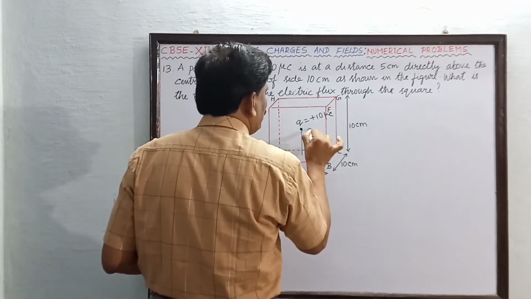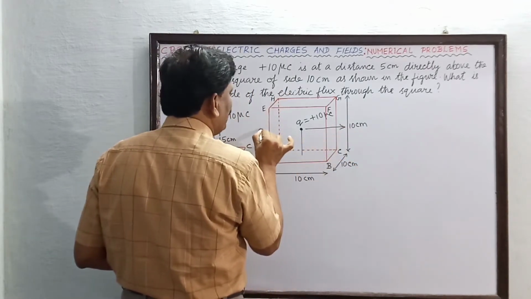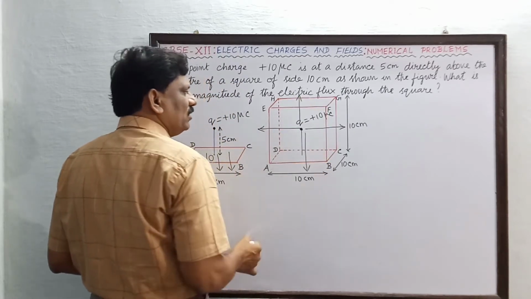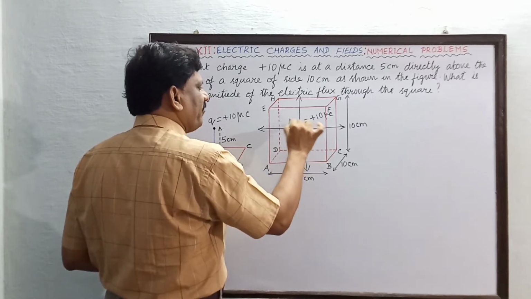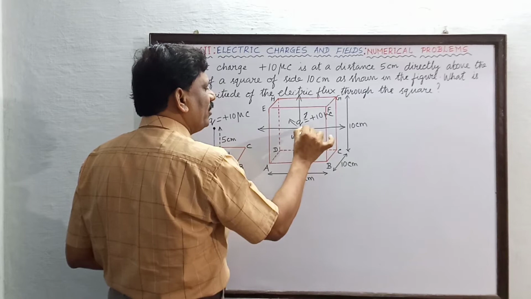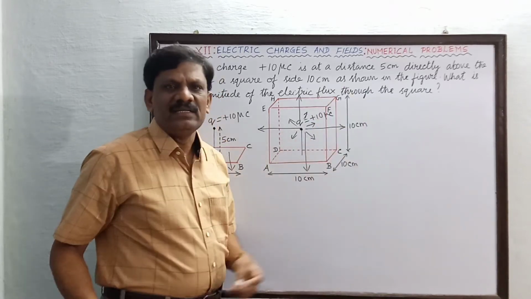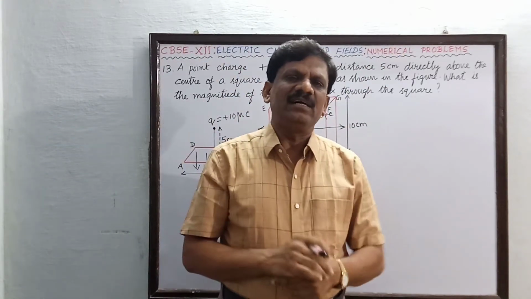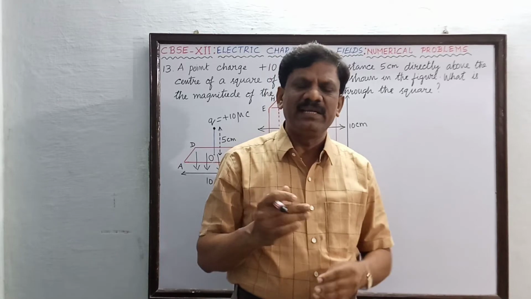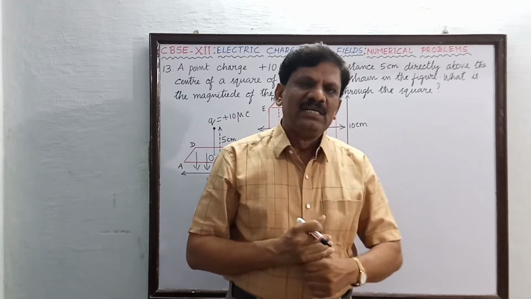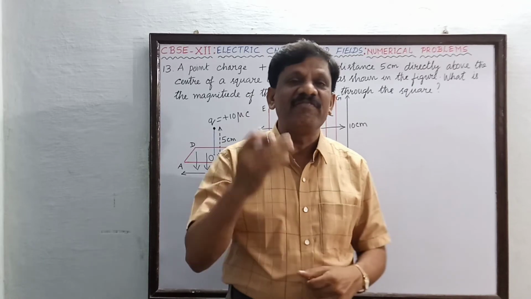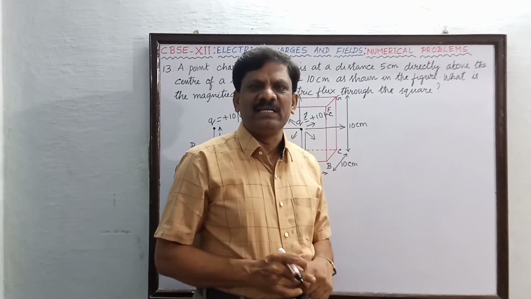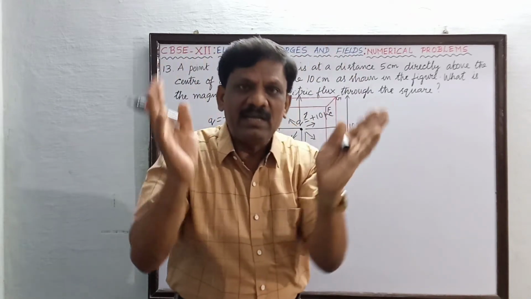So the flux due to this positive charge will pass perpendicular to each and every surface like this. The electric flux will be penetrating perpendicular to each and every point, is it not? So throughout the entire surface area of the cube, flux will penetrate. How many faces are there for this imaginary cube? 6 faces, is it not?